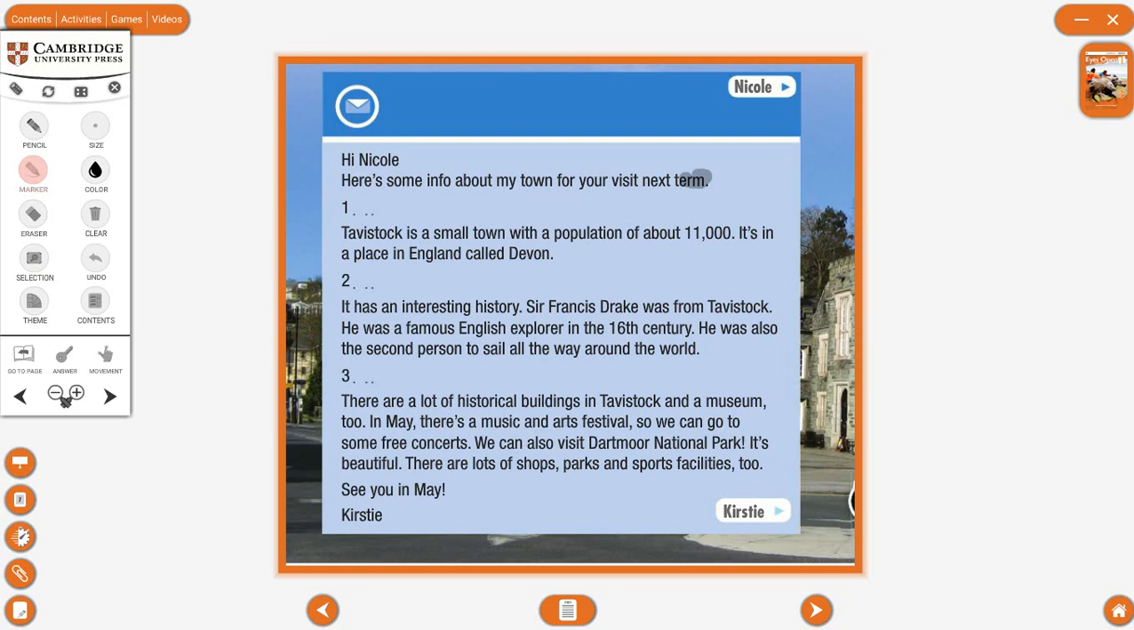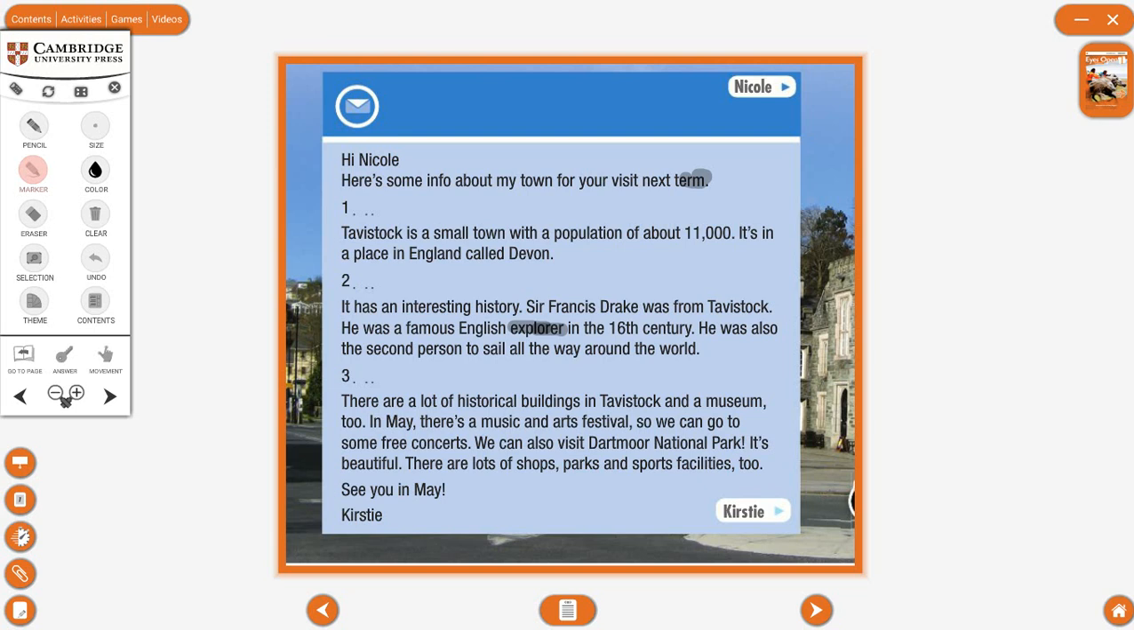Tavistock is a small town with a population of about 11,000. It is in a place in England called Devon. It has an interesting history. Sir Francis Drake was from Tavistock. He was a famous English explorer. Do you know the meaning? Explorer. Explore means in Turkish keşfetmek. Explorer, kaşif. Please write the meaning of explorer.